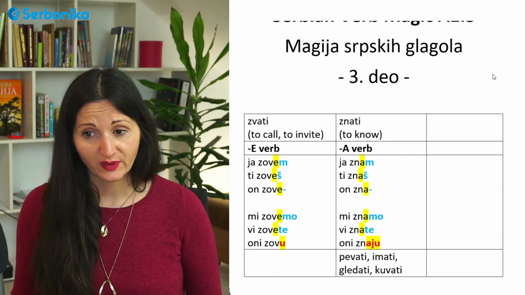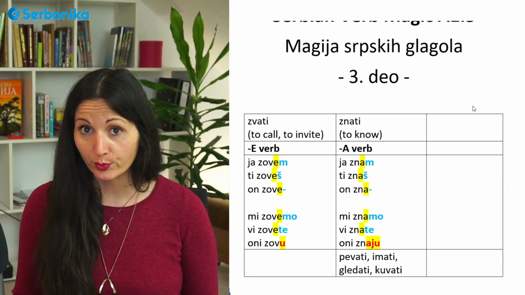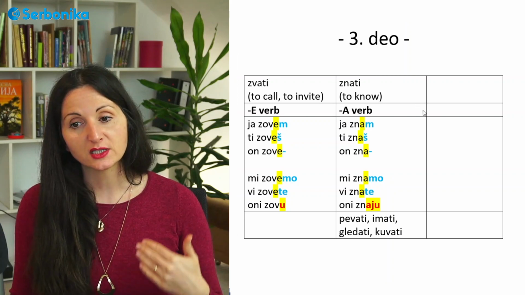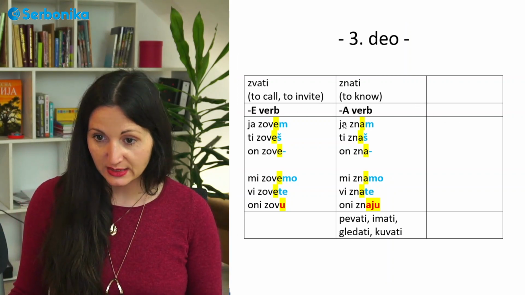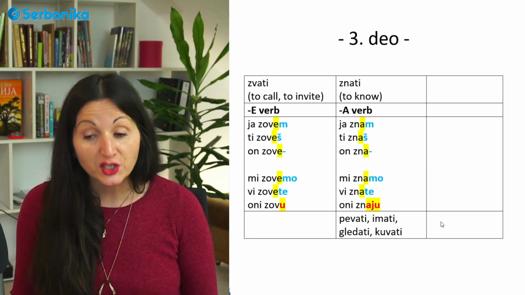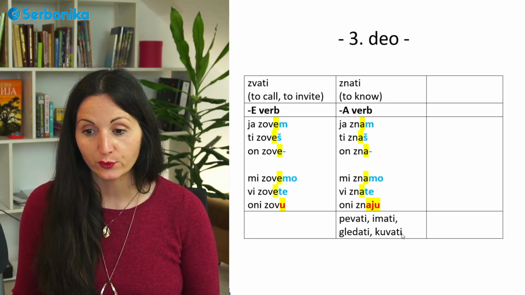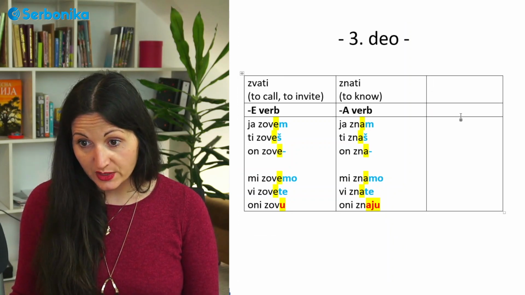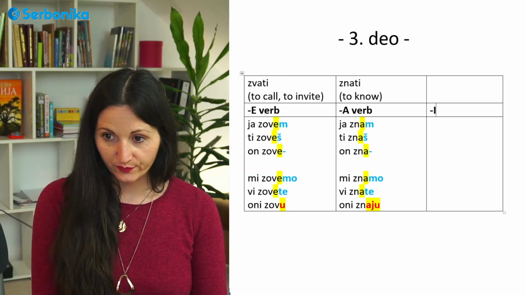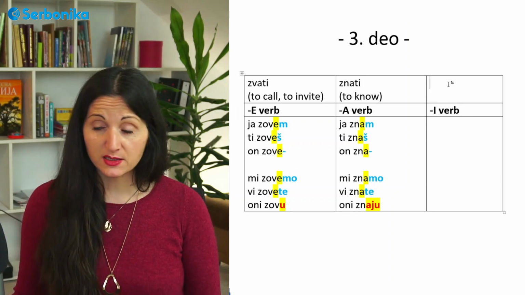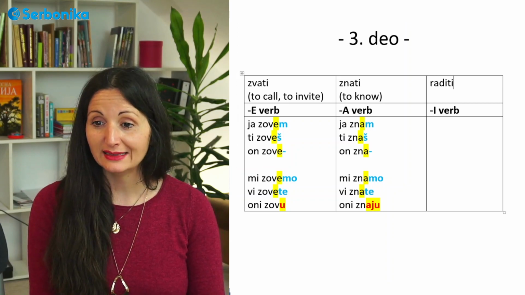This is the third part, and I'm explaining the third group of the verbs. Let me remind you, the first two groups were E verbs and A verbs. We've learned some universal endings and some special endings, typical endings for these groups. The third group of the verbs are E verbs. A typical E verb is the verb, for example, raditi.